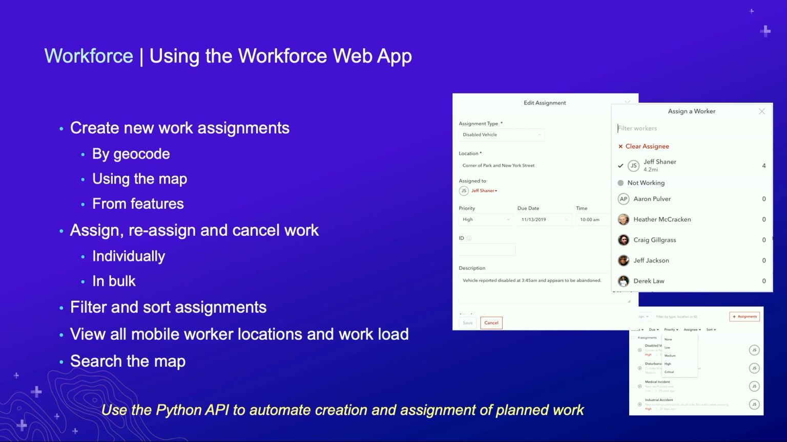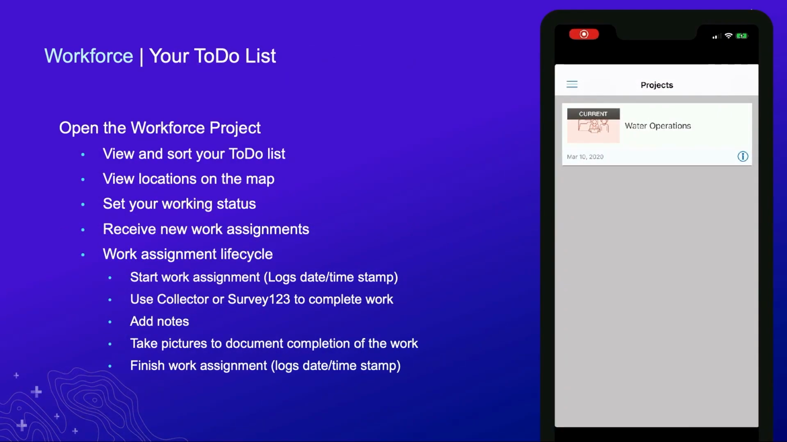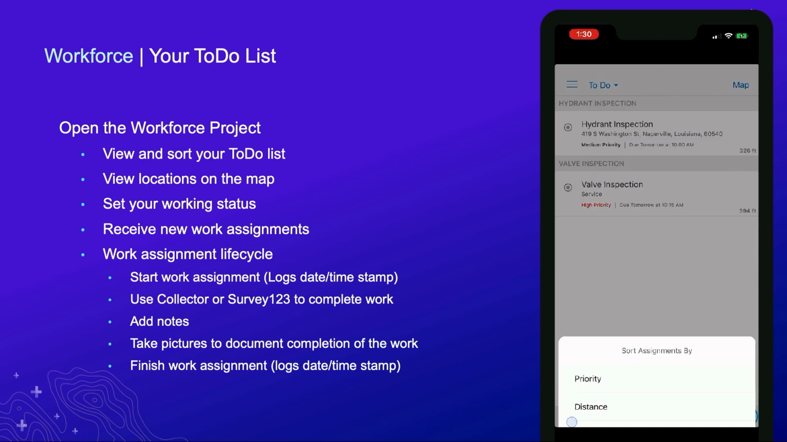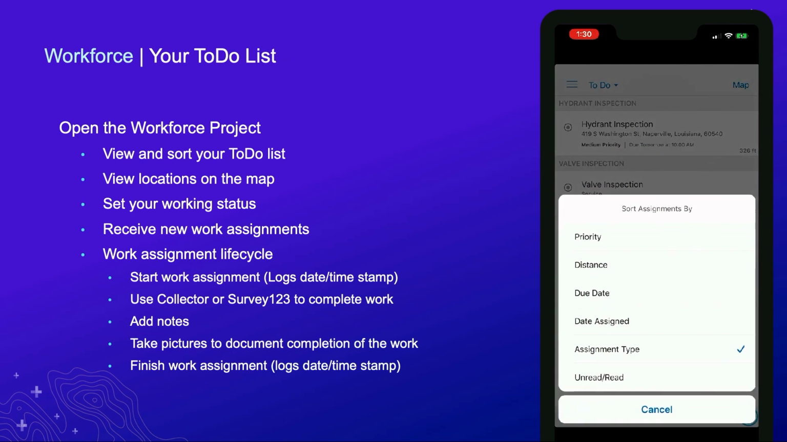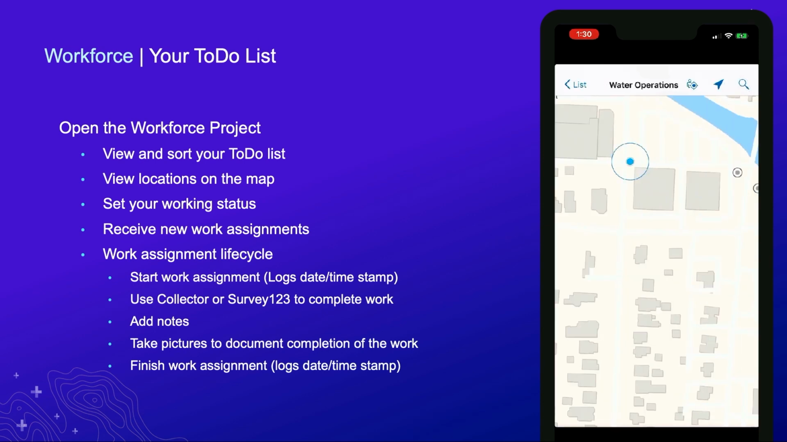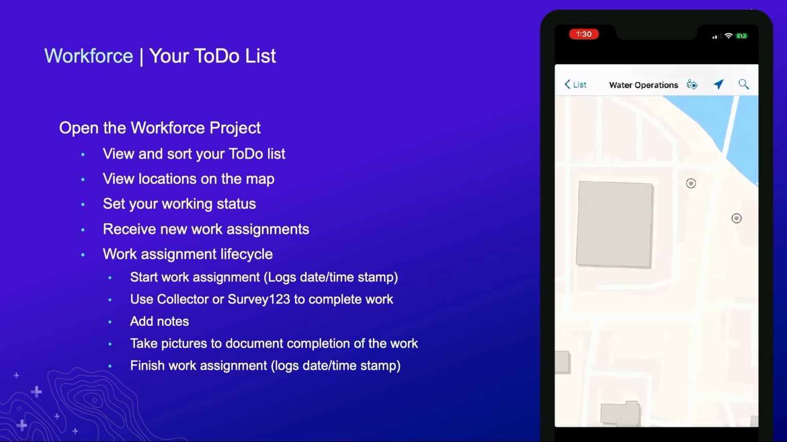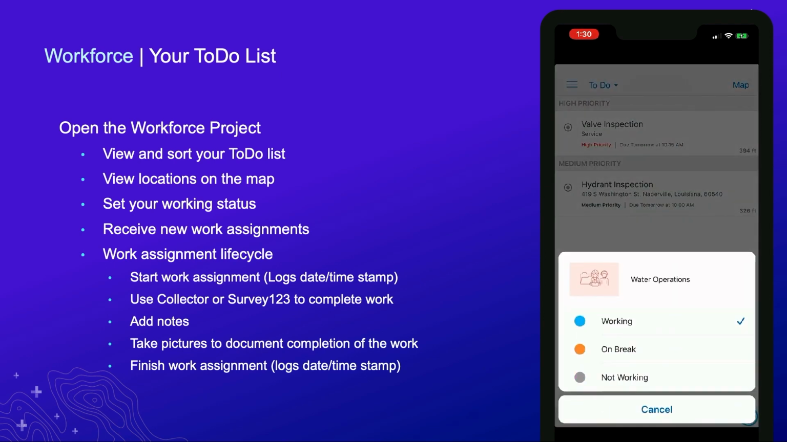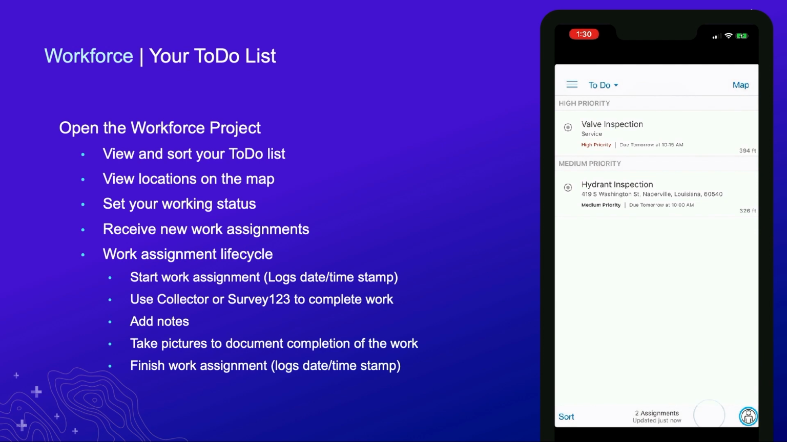Okay, let's take a look over on the mobile device. Now, I can open up that Workforce project as the mobile worker, see my list of assignments. I can sort them in different ways. Here I just changed the sort to by priority. I can tap and view my assignments, those 2 assignments on the map. And I can change my working status if I'd like. So if I'm going on a break, the dispatcher's aware of it.